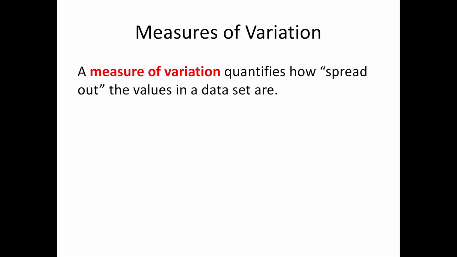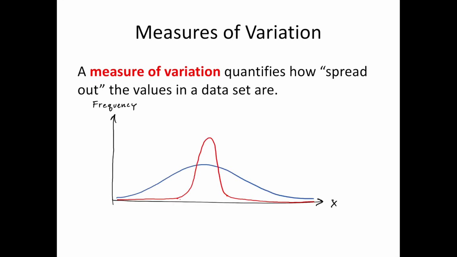Now we'll talk about measures of variation. A measure of variation quantifies how spread out the values in a data set are. Consider the following two example distributions. The blue distribution has a wide range of values at a pretty high frequency, whereas the red distribution has most of its values somewhere around what I would consider the middle of that distribution. While it does cover a wide range, values far away from that middle section occur with a very low frequency. So I want to find some measures that can quantify this spread of data.